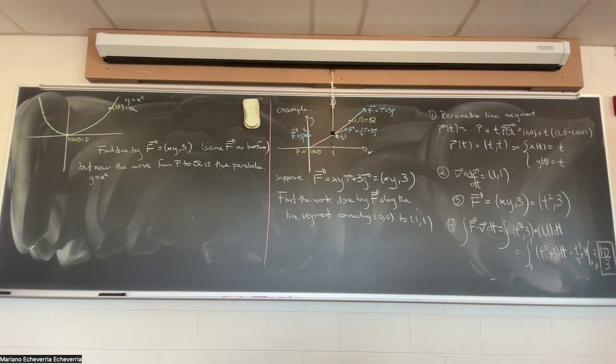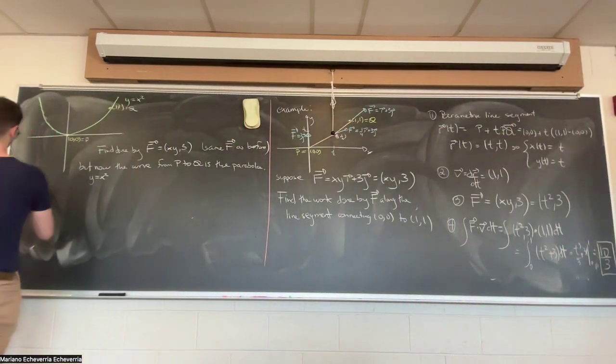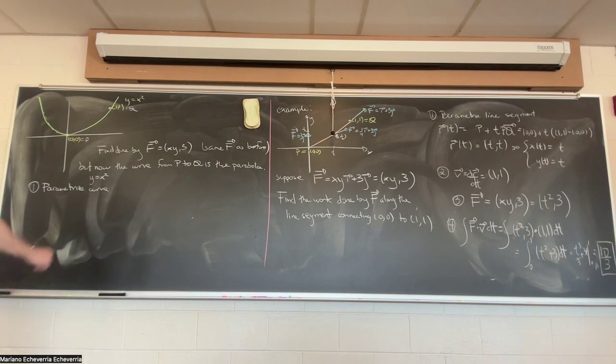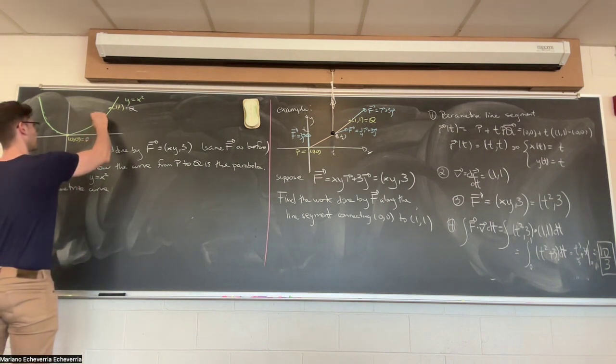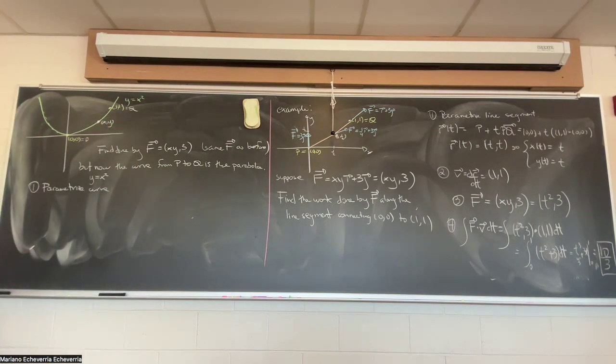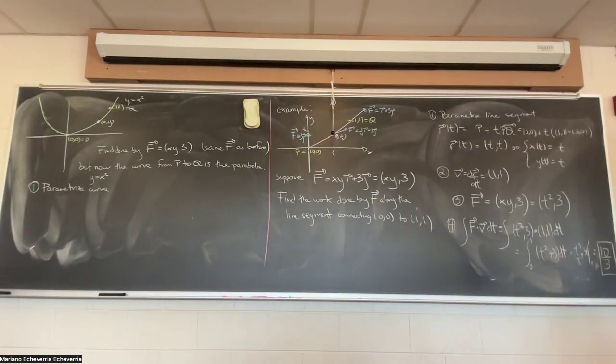So how do you find the work in this case? You do the same. So you parameterize the curve. So what does it mean to parameterize the curve in this case? Parameterizing the curve again means to write everything in terms of a single variable t, right?